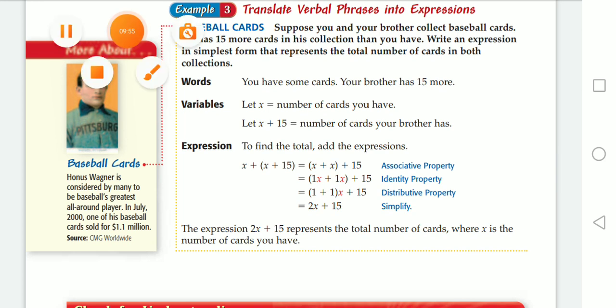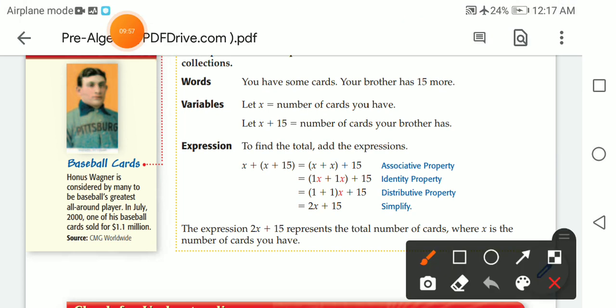Okay, on the words here, you have some cards. Your brother has 15 more. These are the words that I can say. I have some cards. I don't know how many, but my brother, how many? My brother has 15 more than me. Okay, let the unknown number of cards that you have be x. x plus 15 gives me the number of cards of my brother.